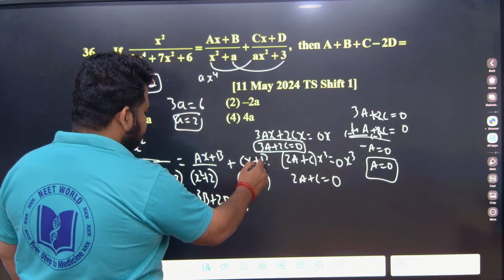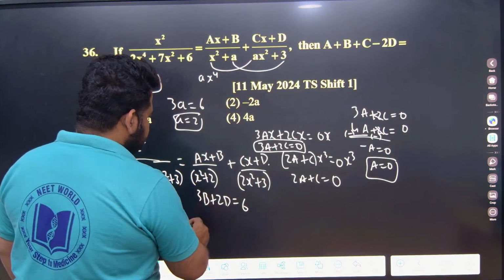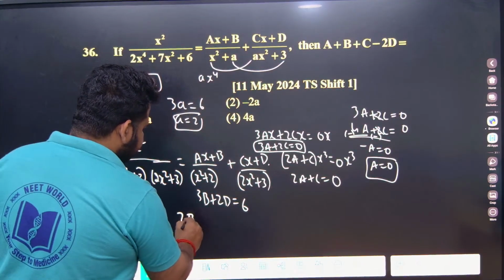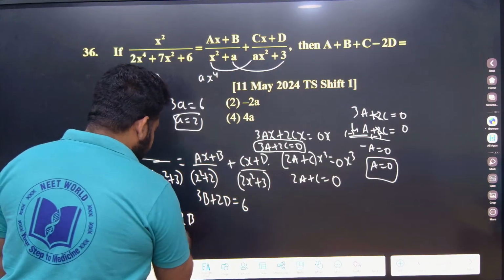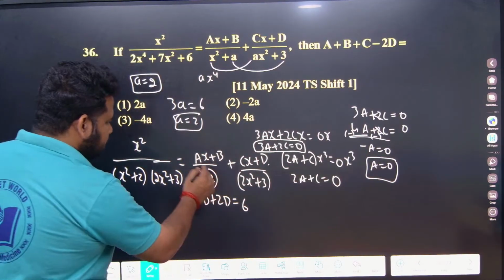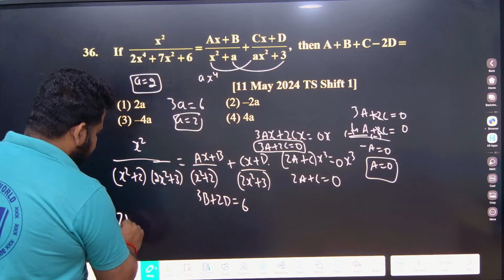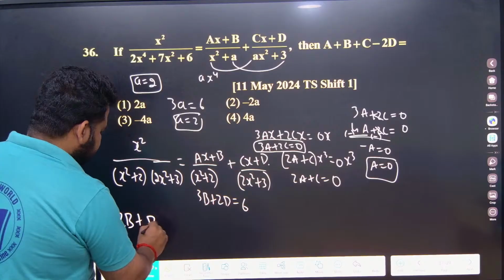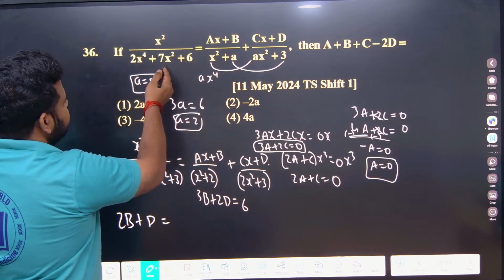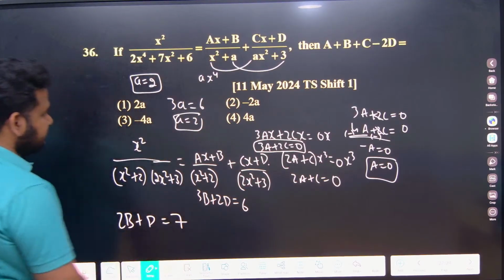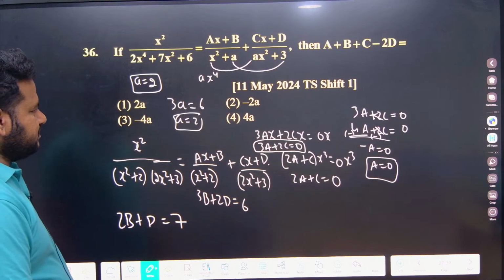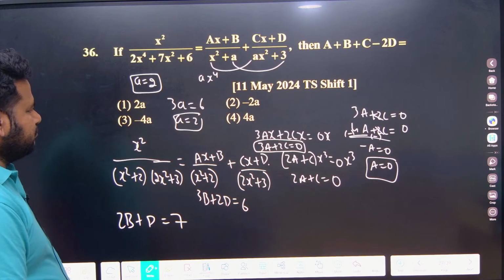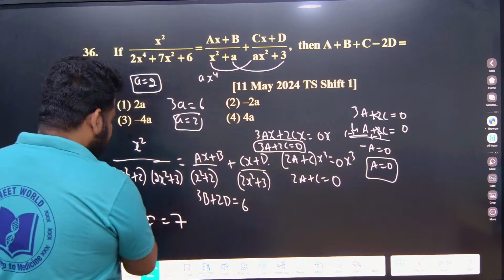So this will become what? d into x square plus b into... So this I can write as 2b plus d into x square. I am talking about the x square terms. The x square term on the right side is 7. So 2b plus d is equal to 7.